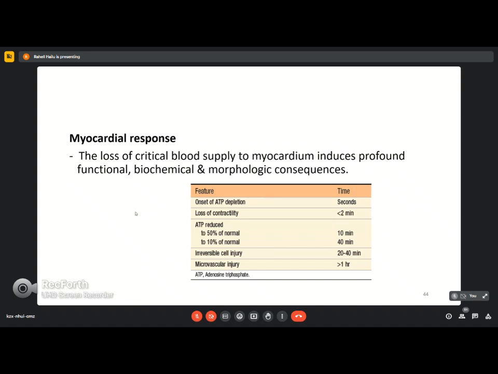Mostly it's atherosclerosis. So what happens? What's the myocardial response to ischemia? So when there is hypoperfusion, how do our heart muscles respond?